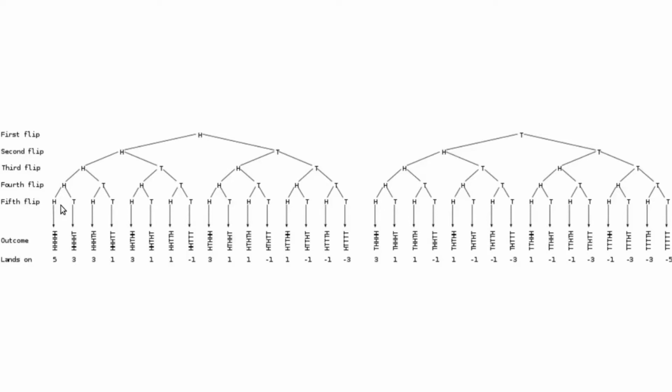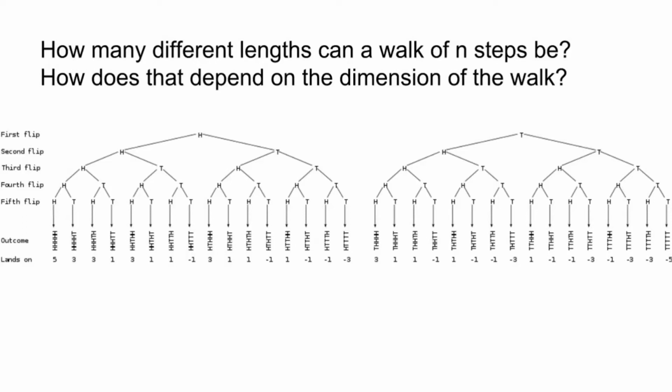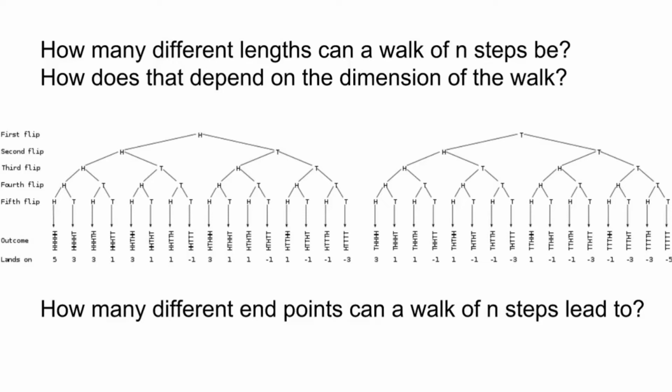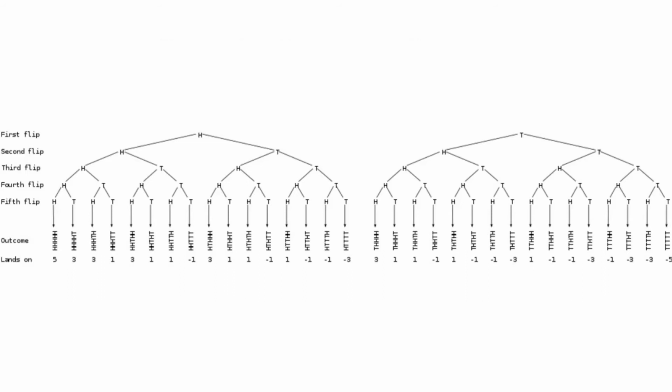Of course it's more complicated in 2 dimensions, but some questions we could ask would be, how many different lengths can a walk of n steps be? How far do I end up traveling after n steps? How does that distance depend on the dimension of the walk? If I walk on a 2-dimensional grid like my first example, or a 1-dimensional walk, or a 3-dimensional walk, how do these answers change? How many different points can a walk of n steps lead to? Or how many different walks can lead to the same endpoint? What's the average displacement of an n-step random walk? If I take 1,000 walks of 100 steps, how far do I travel on average if I average those walks?